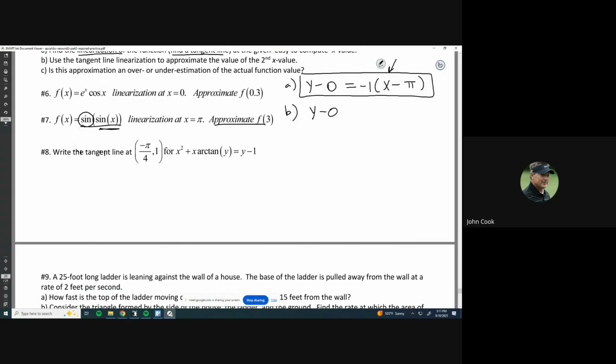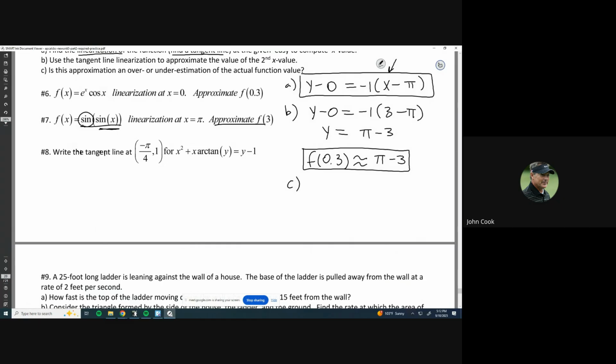y minus 0 is equal to negative 1 times 3 minus pi. All right, so if I want to get y by itself, well, y minus 0 is just y. And then if I distribute the negative in there, then I get pi minus 3, which is about 0.14 or something, right? Let me just leave it like that, pi minus 3. So that means that my approximation for f of 3 is about equal to pi minus 3. That's part B. There's my approximation for f of 3.